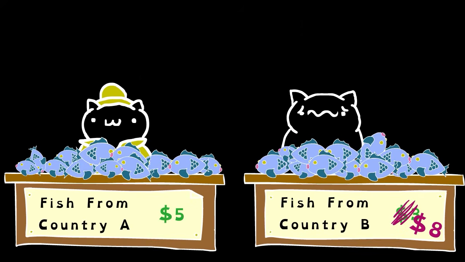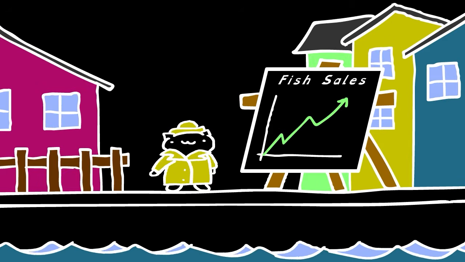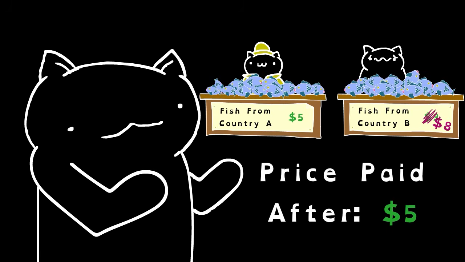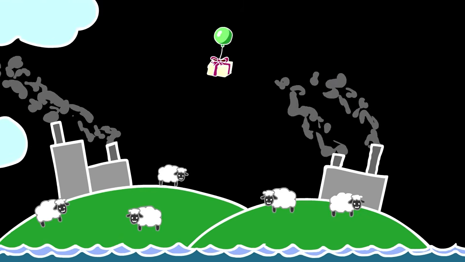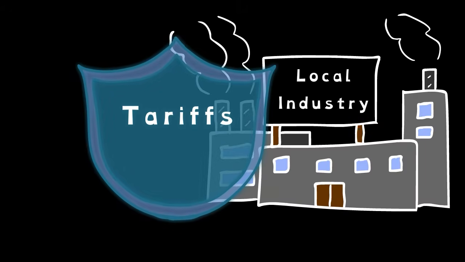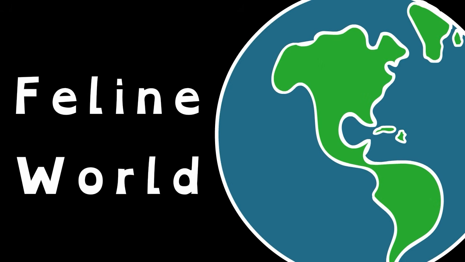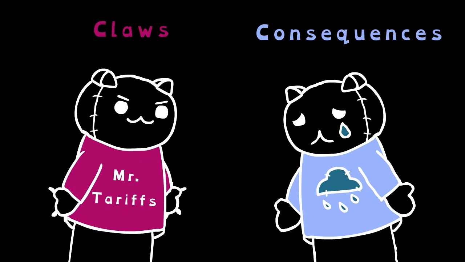This makes country B's fish more expensive in country A. Now, local fish in country A are more competitive. The fishers rejoice, but regular cats have to pay more for fish or settle for less. And country B isn't thrilled either. They're selling less fish now. So tariffs can help protect local industries, but they can also mean higher prices and unhappy trading partners. So even in the feline world, economics is a delicate balance of claws and consequences.